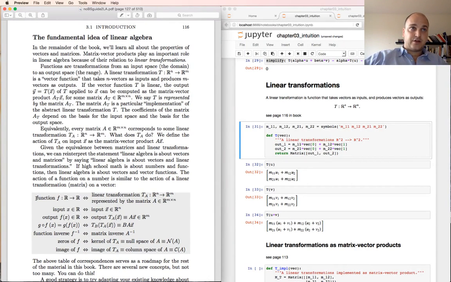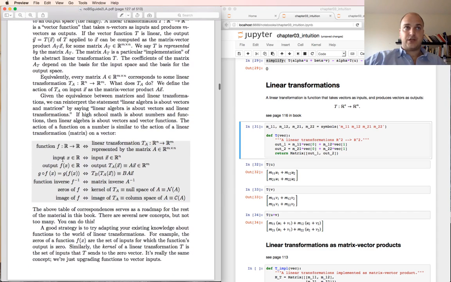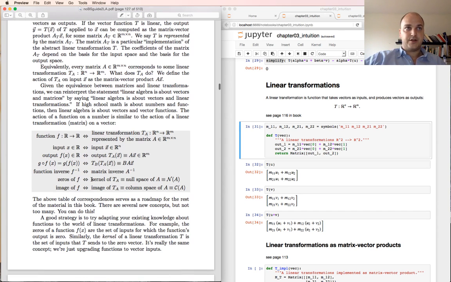So this is a function that takes a real number as input and produces a real number. What we'll study in this book is linear transformations that take n-dimensional inputs and produce m-dimensional outputs. I'll talk about that in a second. The input here would normally be a number. Here the input is an n-dimensional vector. The output is an m-dimensional vector. I mean, these could be the same, but in general they could be different.